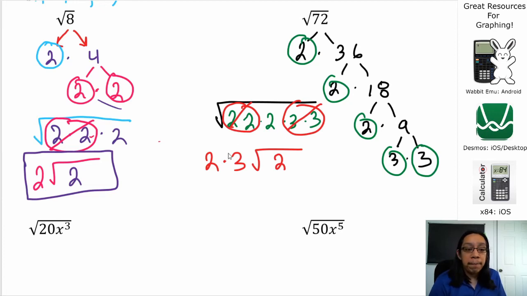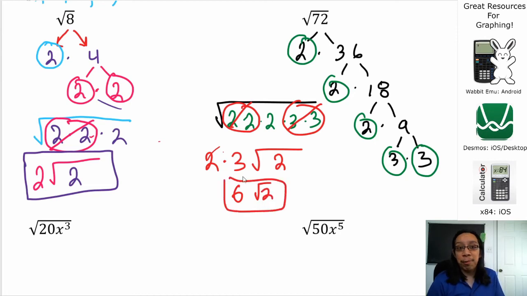Now, it's not a good idea to keep your answer in this form right here where it's just 2 times 3. Follow through with the multiplication. 2 times 3 is just 6. So our final answer would just be 6 square root of 2. So what should you do in case you have two different pairings? Well, just keep going. Just make sure that you take out one of those numbers for every pair. It's nothing too much different.